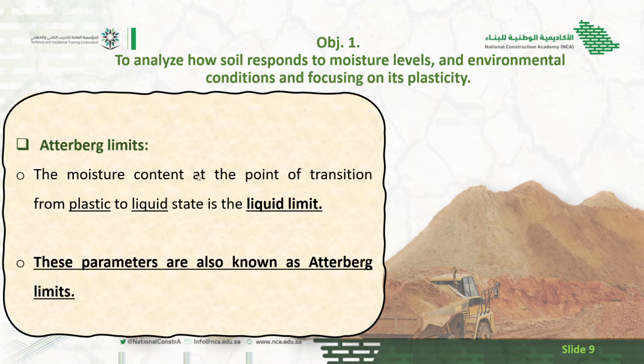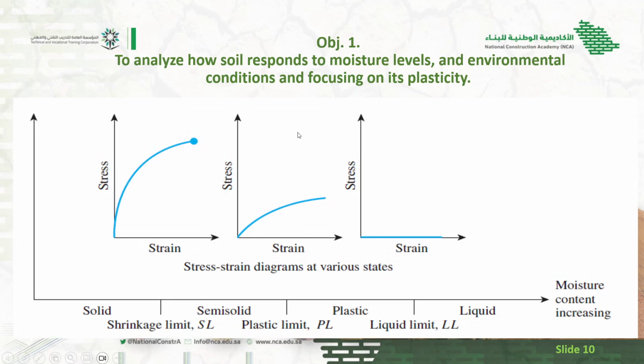This is the limit: the moisture content at which the point of transition from plastic to the liquid state occurs is called what? Liquid limit. These parameters are also known as Atterberg limits. Why is it called Atterberg limit? We have discussed that Atterberg was the scientist who described this limit for the first time. So it is called consistency limit or Atterberg limits.